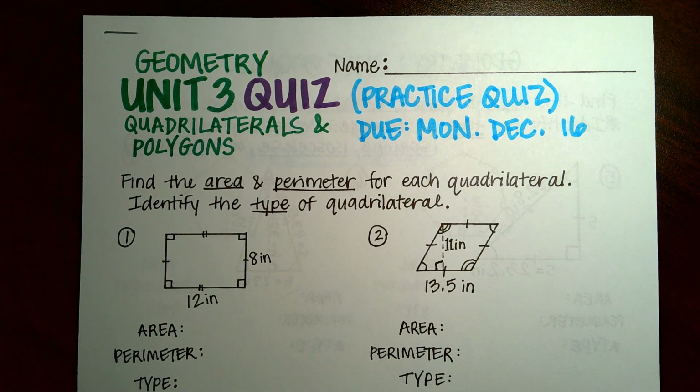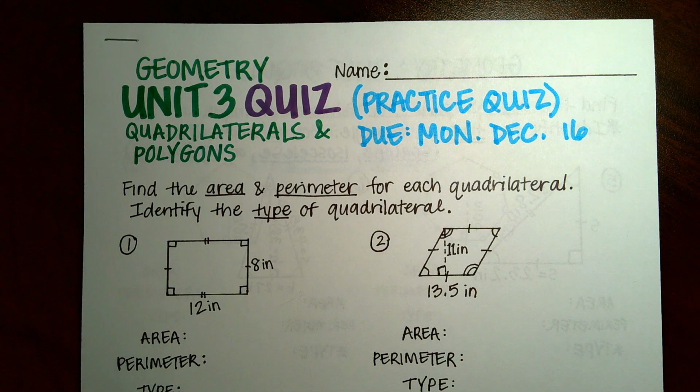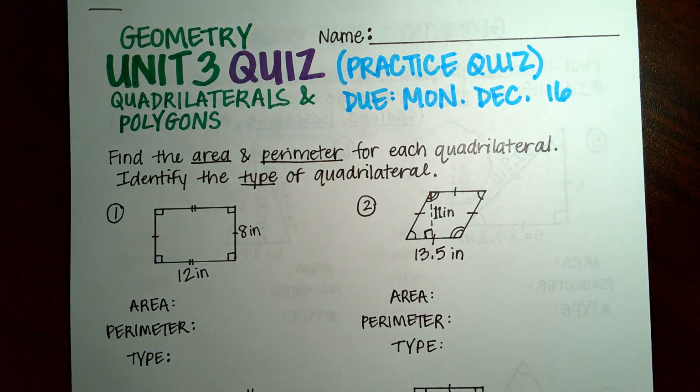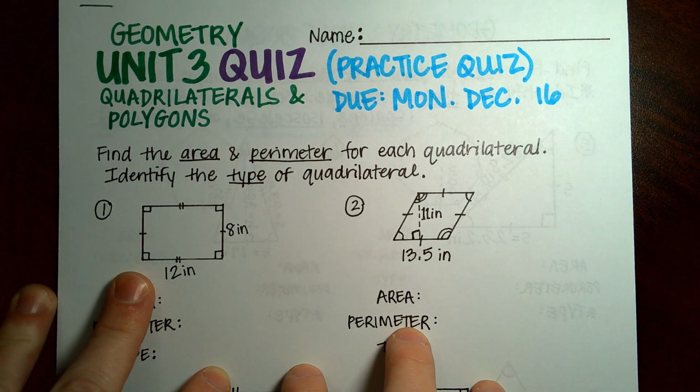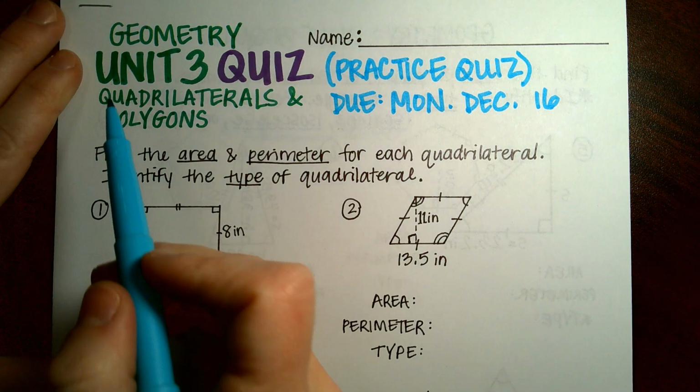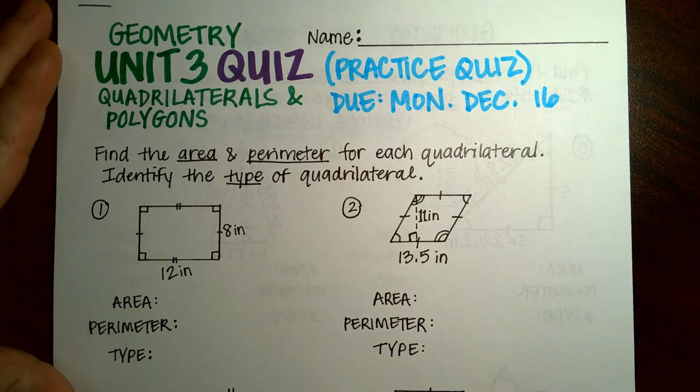We are doing our Unit 3 practice quiz today. And turning this in, showing me that it is completed, is going to be due next Monday. You got a week, but we're going to work on getting that done here today together. So we've been talking about quadrilaterals and polygons.